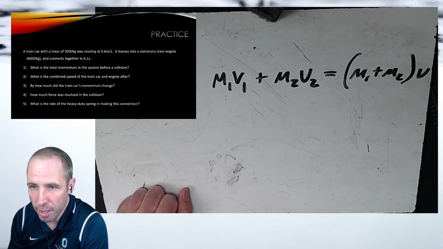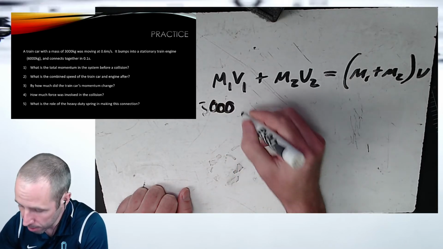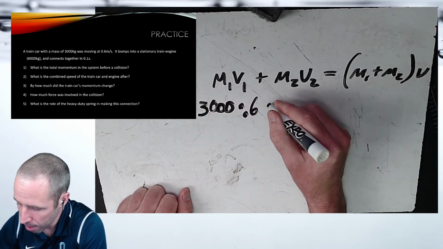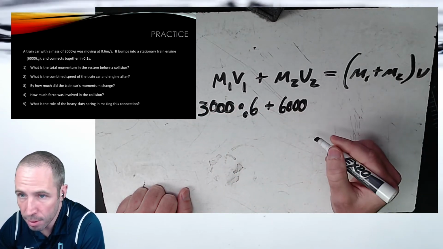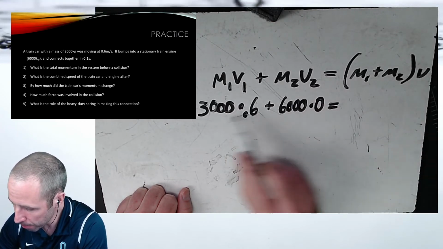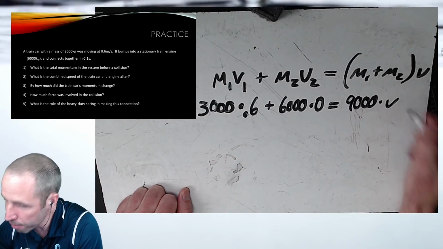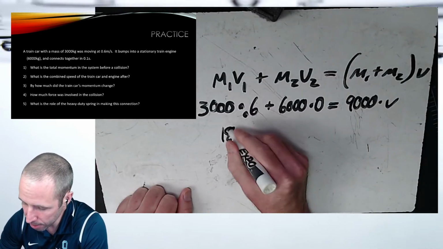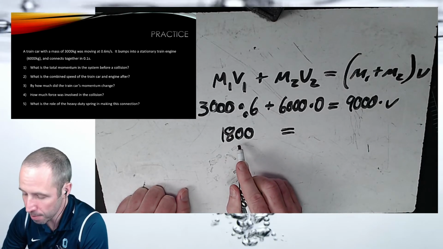Let's see. Train car, mass of 3,000. Velocity of 0.6. And then engine, mass of 6,000. It was stationary. Afterwards, the combined mass of both those objects is 9,000, and we really don't know how fast it's going at that point. So that multiplies out to 1,800. Okay, that's our total momentum in the system.